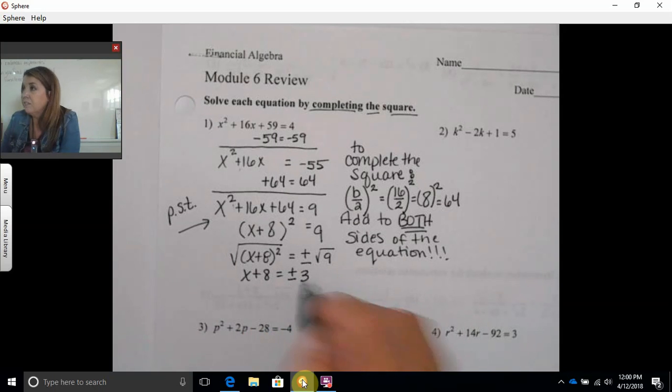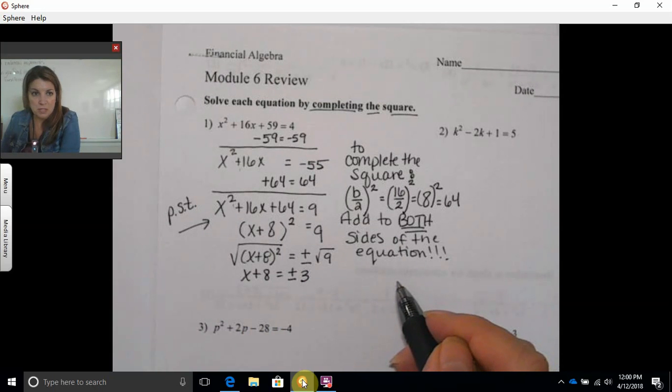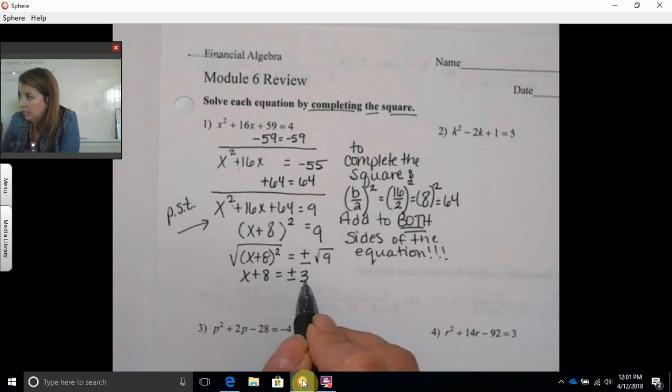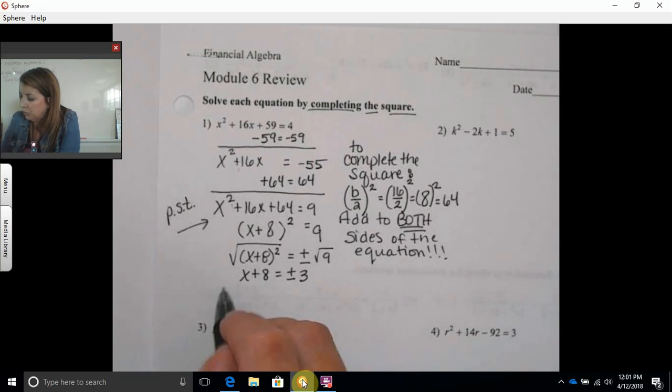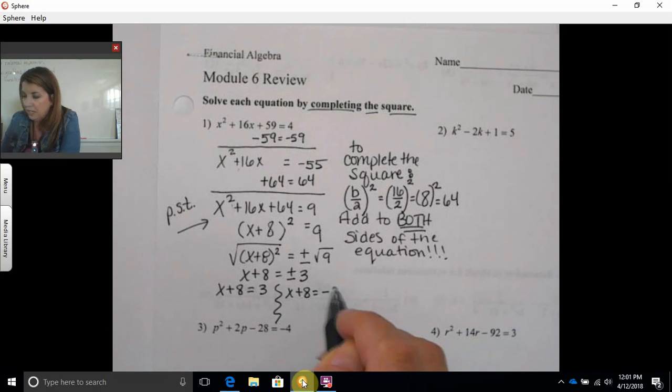3. If it's going to be a decimal, then just write the decimal. Just round it. You don't have to leave it in radical form. On the multiple choice parts, I will let you put your answer in decimal form. So I'm going to have two answers here, one based on the plus 3 and one on the minus 3. At this point, I would write two equations. Set x plus 8 equal to positive 3 in one, and x plus 8 equal to negative 3 in the other.